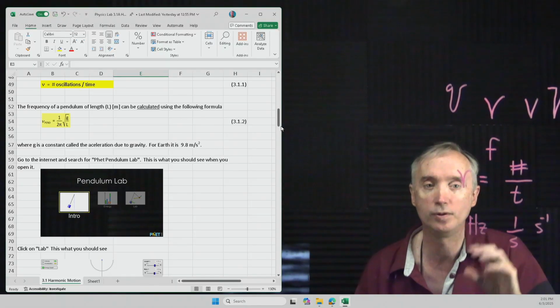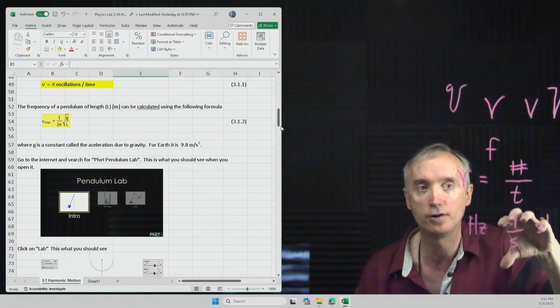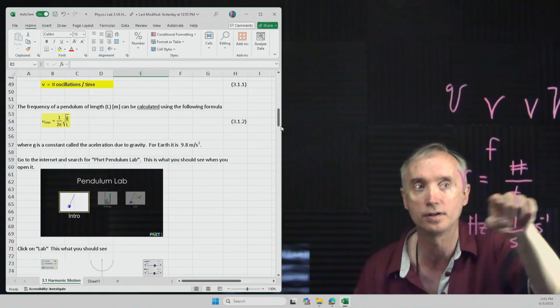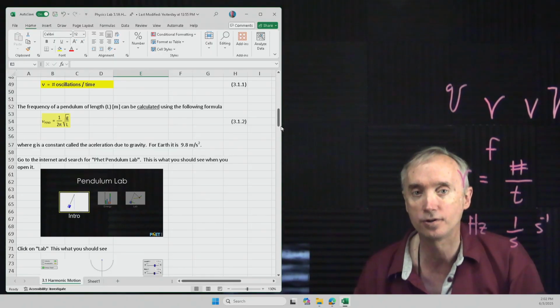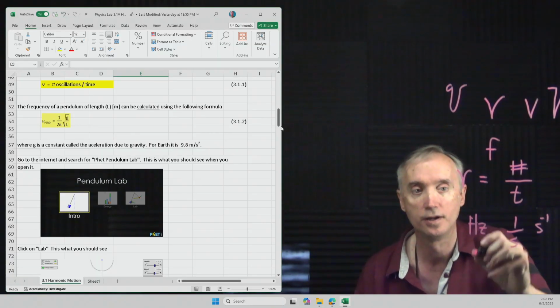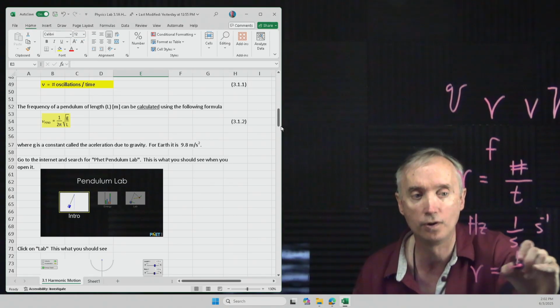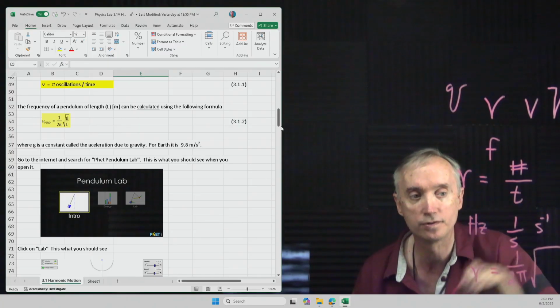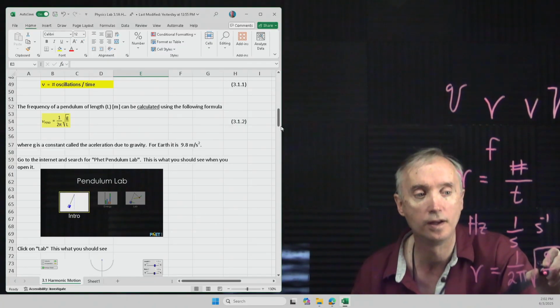You're going to be watching the pendulum go back and forth, and then you will calculate its frequency using this formula. But you can also calculate its frequency by using that second formula there. The second formula says that the frequency is equal to 1 over 2 pi, and then the square root of g over L.